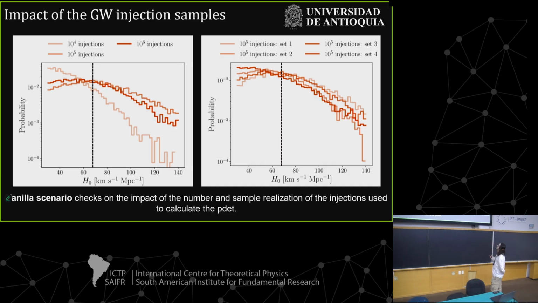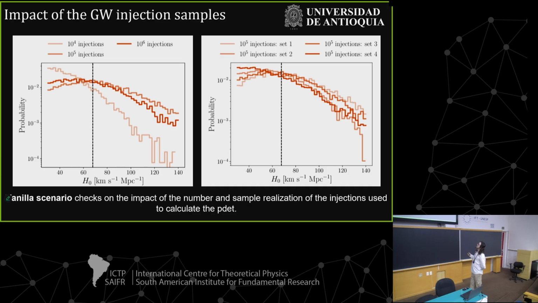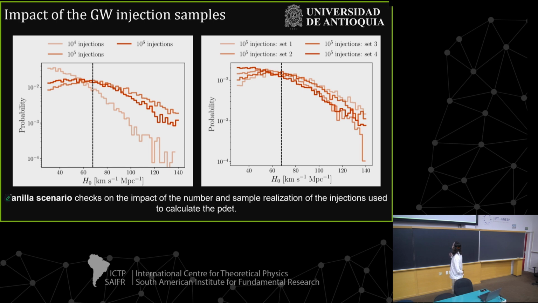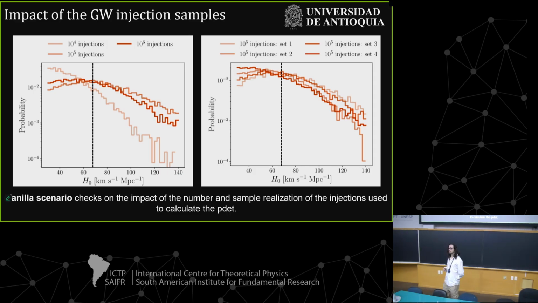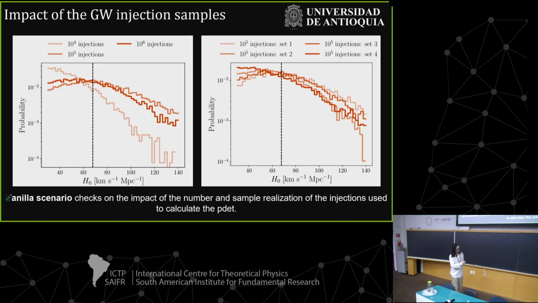And then this is an analysis showing the impact of different random realizations of the injection set. With 10 to the 5 injections, different sets randomly selected, we were getting the same constraints on H naught basically in all these cases.